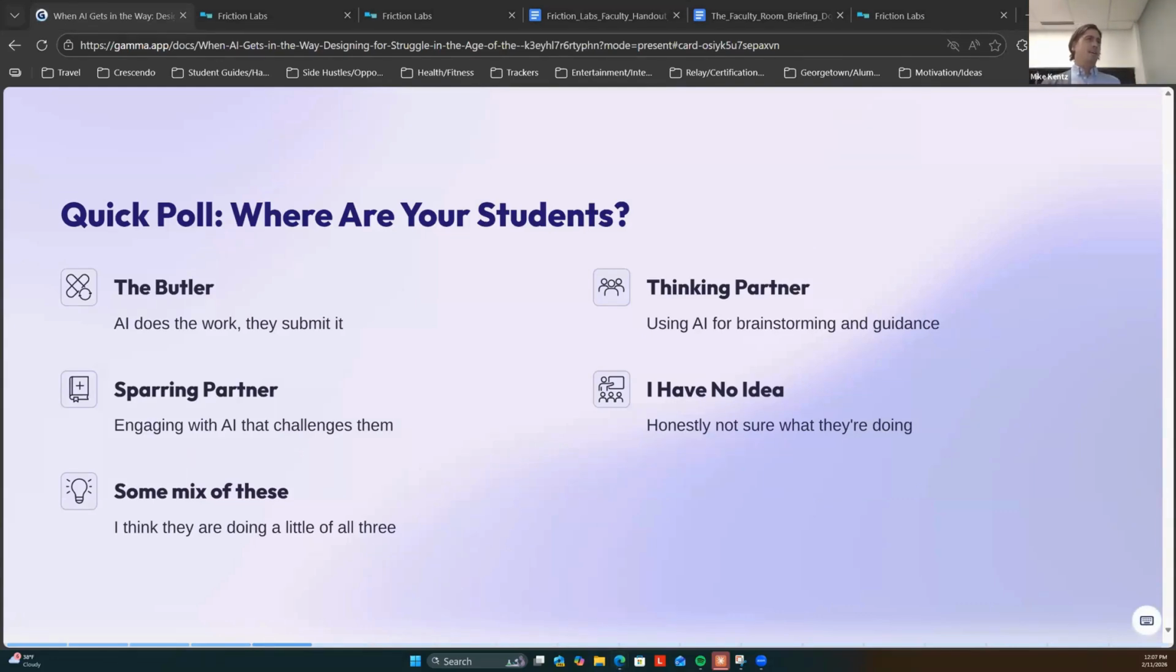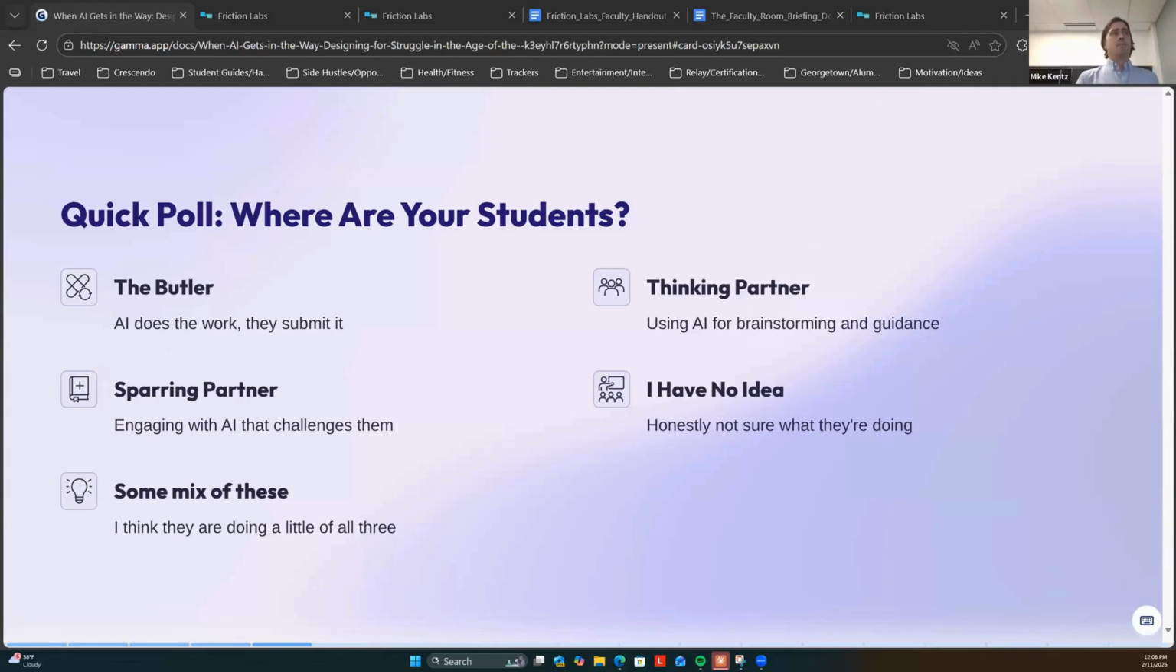All right. So I think you can all see these results. I'll narrate them in case you're in your car or you're not looking at your screen. 11 out of 57 participants, 19%, said that their students are using AI as a butler. 14%, 8 respondents, said thinking partner. 6 faculty members said, I have no idea. And 56%, the majority, said some mix of these.